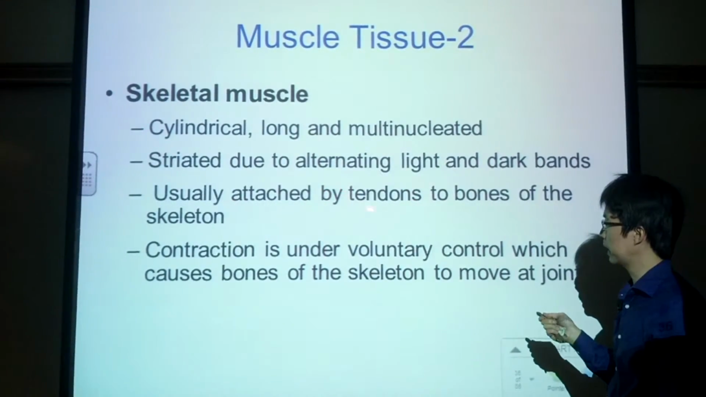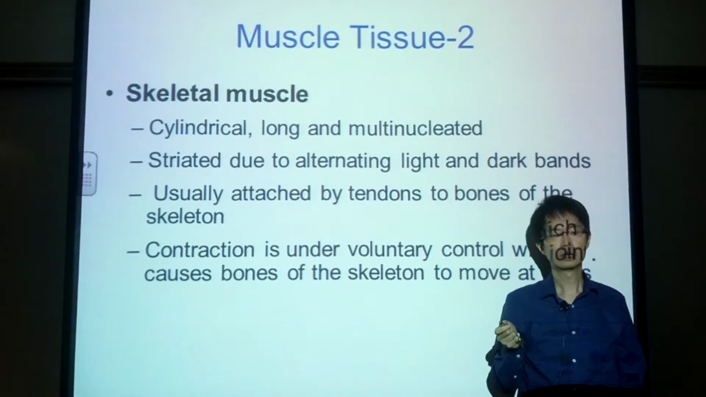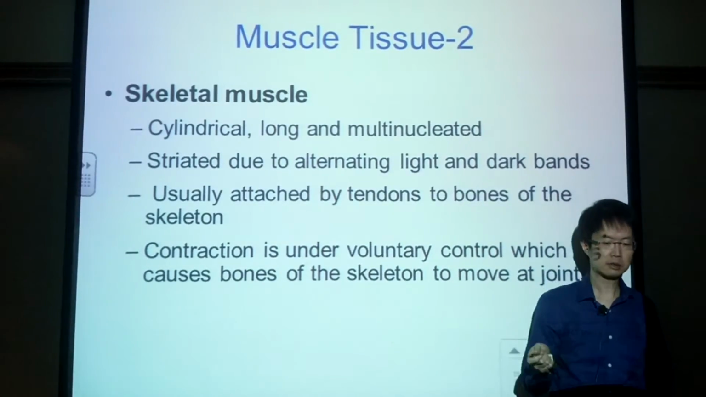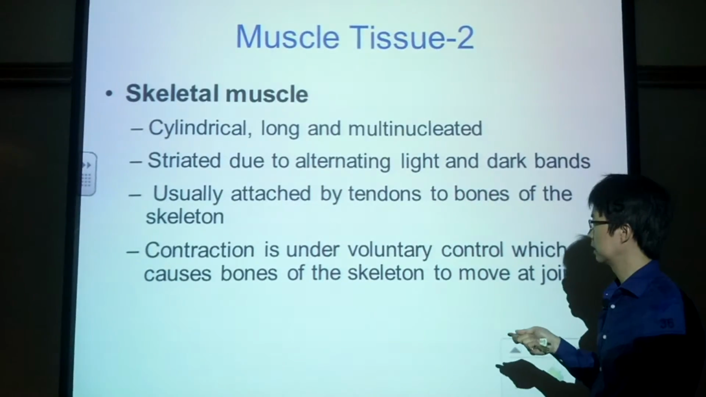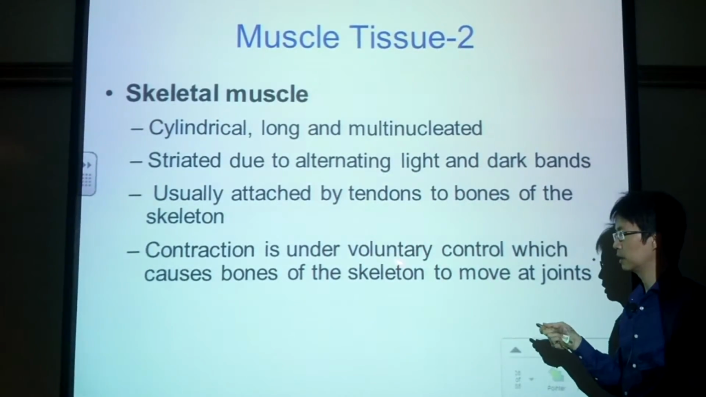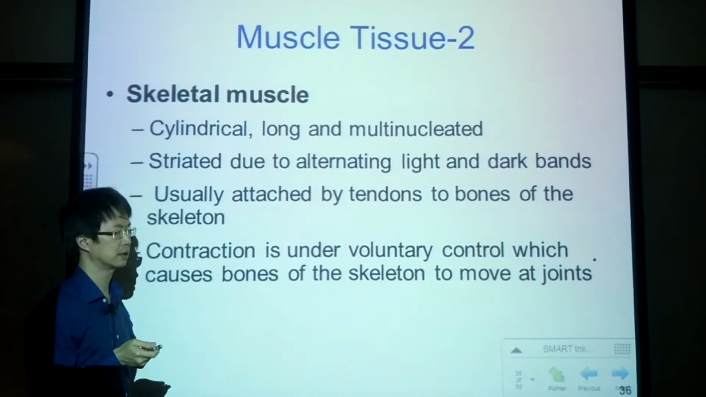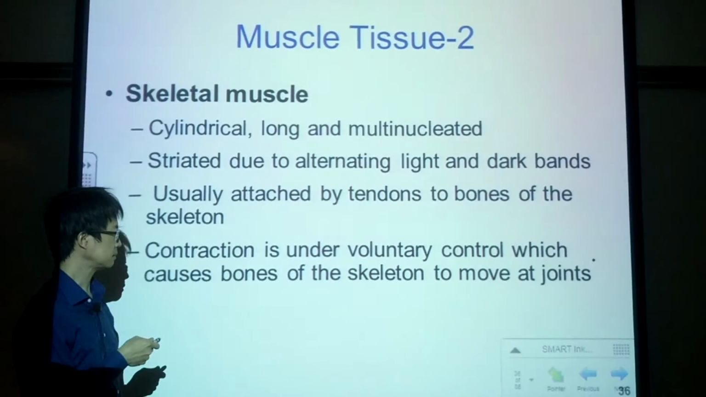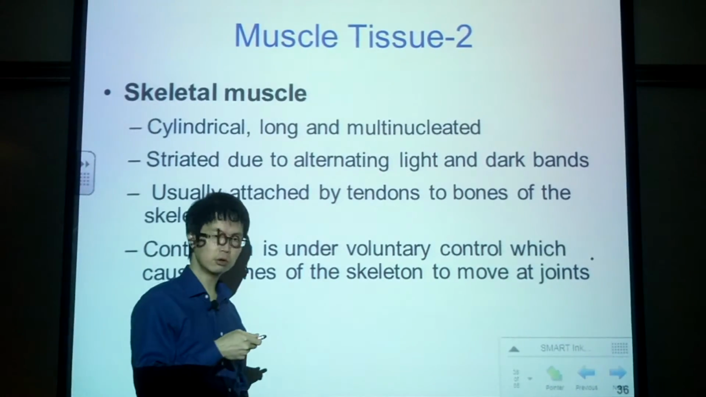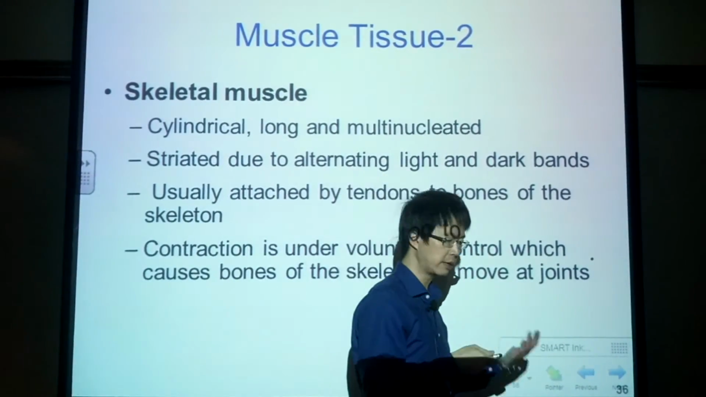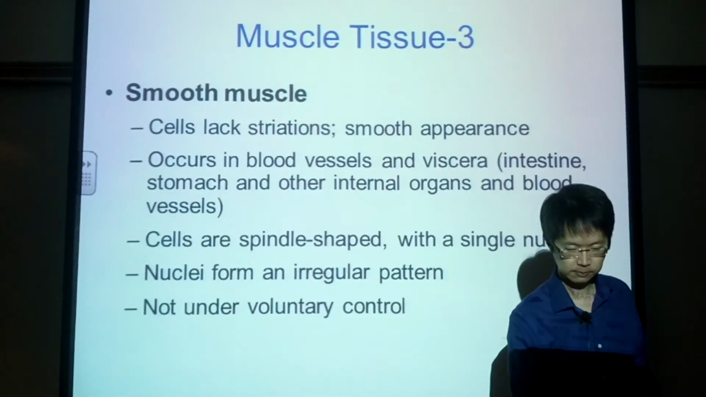They are attached by the tendon. Remember the definition of tendon in the connective tissue section? Tendon connects muscle to bone. That's how we said it. Tendon attaches muscle to bones, and contraction is voluntary, meaning that it is under our conscious control. Contraction of the skeletal muscle will move bones. When bones are moved, then it creates movement at the joint.